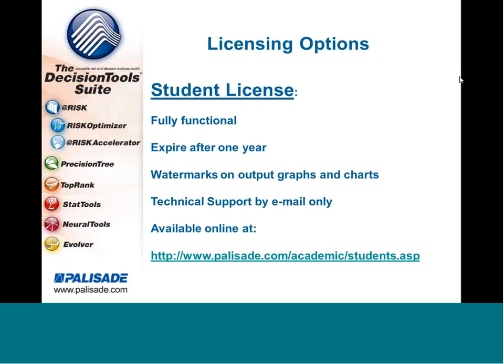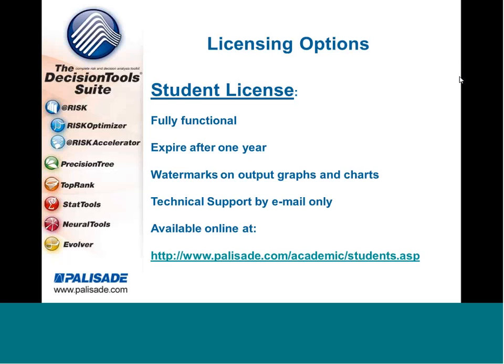We also offer student licenses. This is a very attractive option for many universities and many individuals. The student license is fully functional. There are no limitations in terms of number of models that can be run or model size. Student licenses will expire after 1 year. These licenses do bear watermarks on the output graphs and charts. We do have a large number of students, so technical support is available by email only for student license holders.